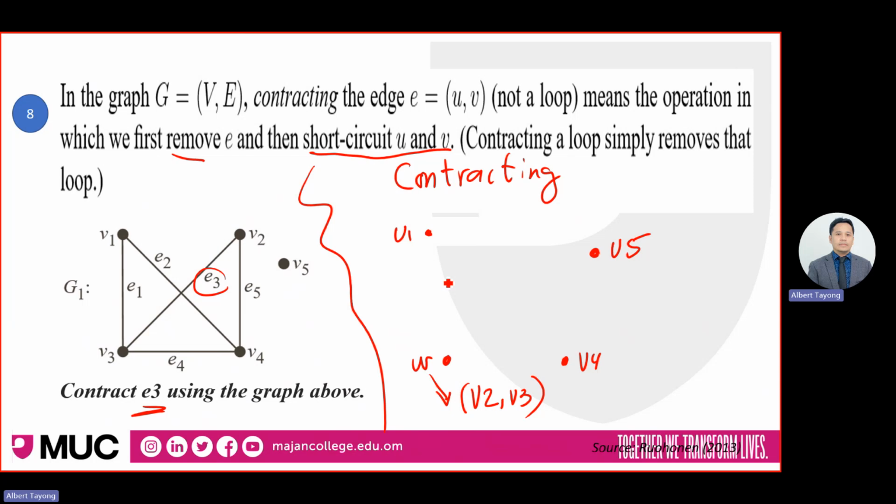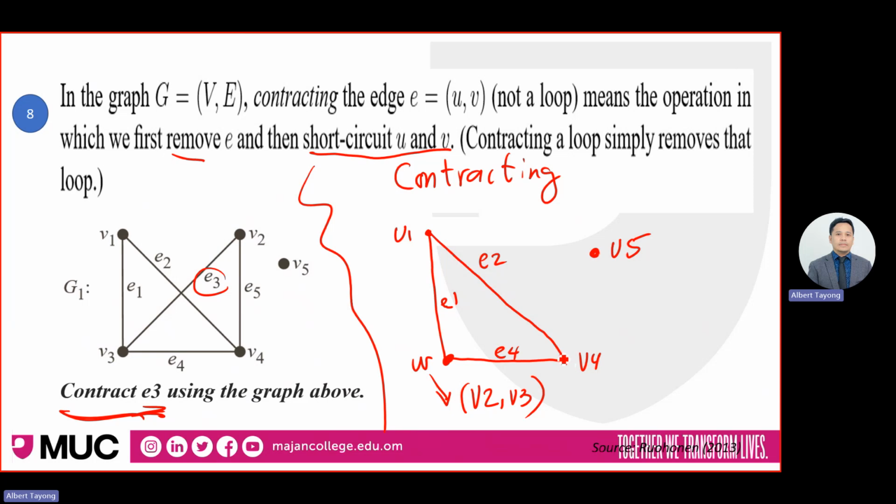So our E1 is from V1 to V3. Basically it's the same because our V2 and V3 are here. E2 is the same, V1 to V4. Our E3 is deleted, is removed, is contracted. Our E4 is V3 to V4. So it's the same. But our E5 will now change because E5 is from V2 to V4. Okay, and our V2 is here and V4 is there.